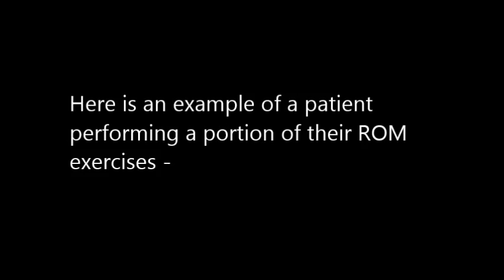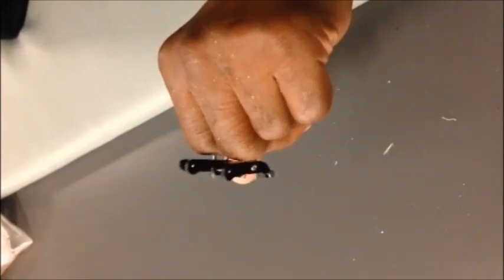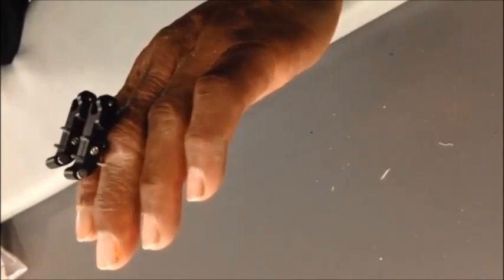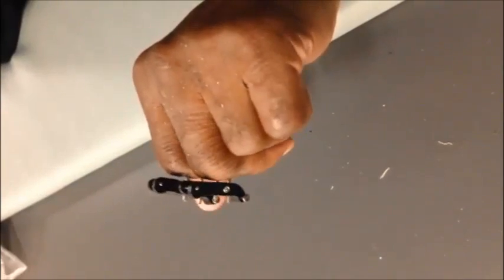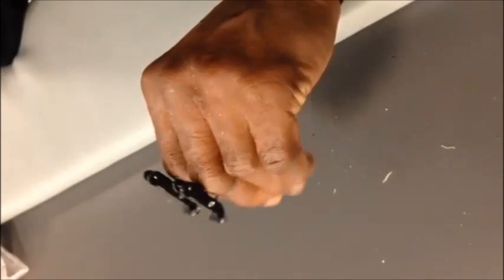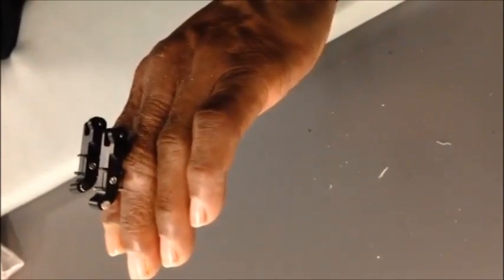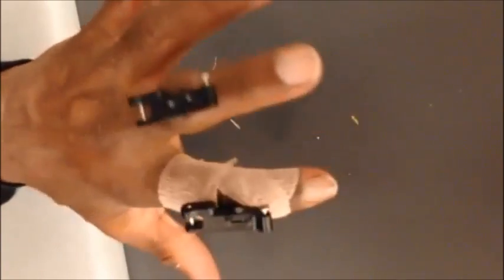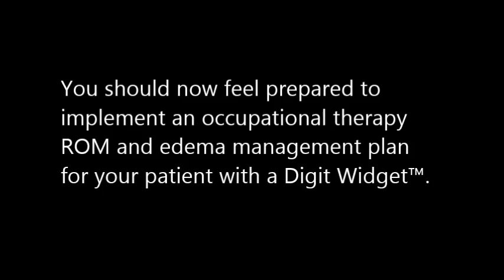Here is an example of a patient performing a portion of their range of motion exercises. Full finger flexion. Full finger extension. Finger abduction and adduction. You should now feel prepared to implement an occupational therapy range of motion and edema management plan for your patient with a digit widget.